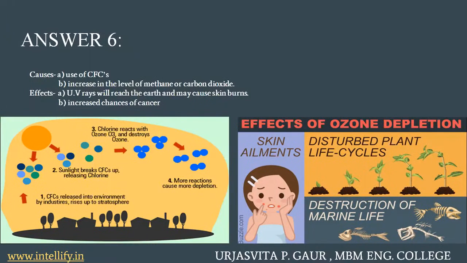Now, chlorofluorocarbons, the major resources of the major emissions of these chlorofluorocarbons come from your refrigerators as well as your air conditioners. And what actually happens is, if you try to refer to this diagram right here, the chlorofluorocarbons are released into the environment by industries that rises up to the stratosphere where the ozone is actually present. As I told you, this is the second layer after troposphere. And then it has risen up where here the sunlight is going to break up this chlorofluorocarbon and it's going to release chlorine. And this chlorine is going to then react with your ozone and it destroys the ozone.